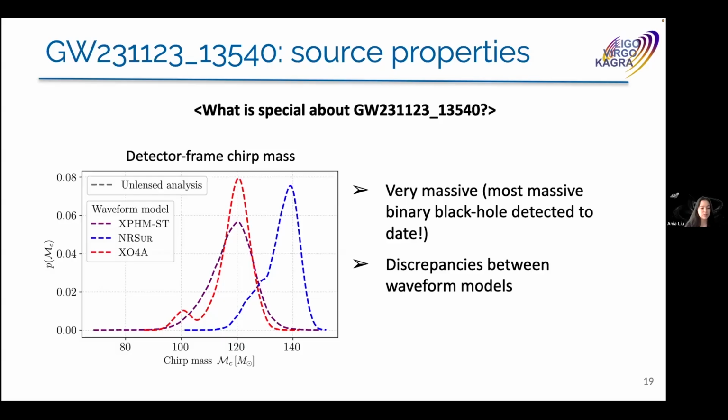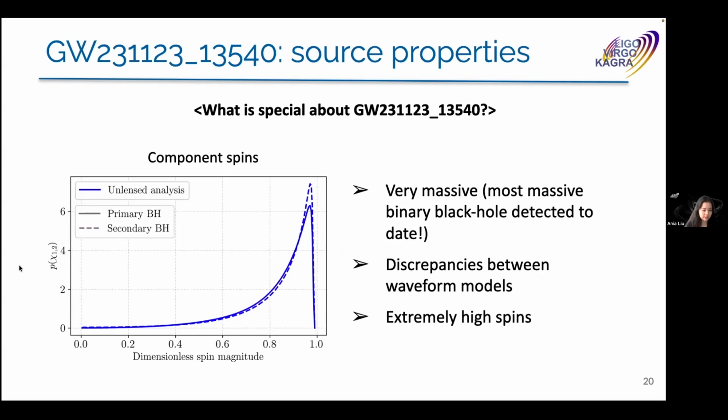This level of disagreement already hints that something unusual is happening, and it complicates the interpretation of this signal. Moving on to the next slide, we present the component spins. What immediately stands out from this plot is that they are extremely large. The posteriors cluster near the upper bound, approaching values close to 1. So taken together, this is a very unusual event.